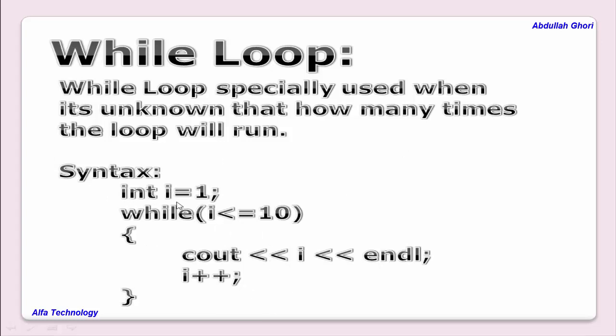So here we are saying int i = 1; while (i <= 10). That means this is the condition, and this is the initializing part. In the block of the while loop we are printing i, and we are incrementing the value of i each time by 1. So it will print the same thing as we printed in the for loop.